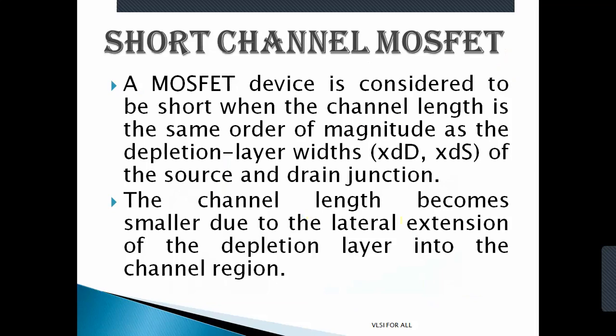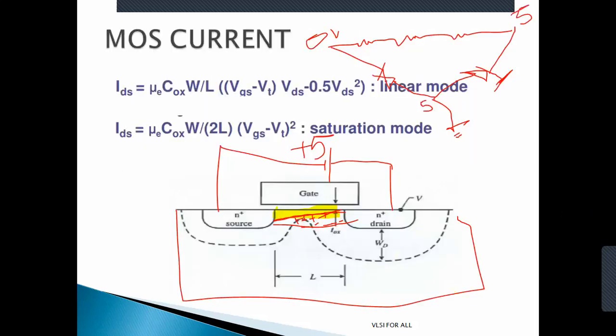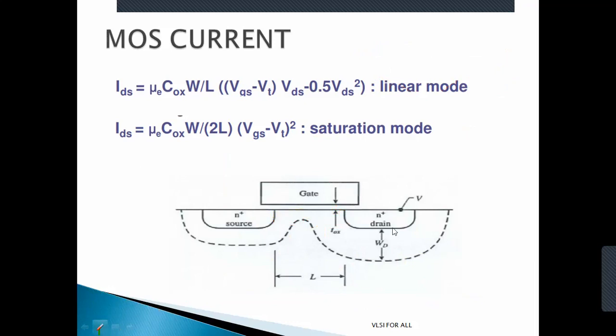So, if we increase the depletion width further, then we can clearly know that if we increase this width, then this region will decrease. Let us take this depletion region very wide, and this inversion layer will be reduced. So the effective channel length will be reduced. As we can see, let us say this is L dash.